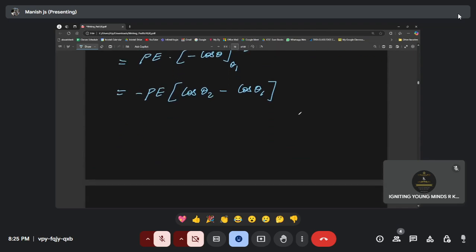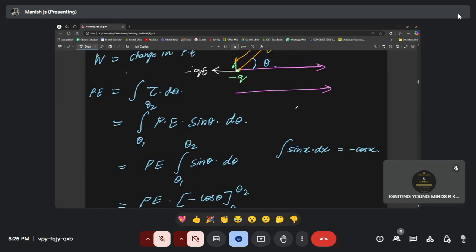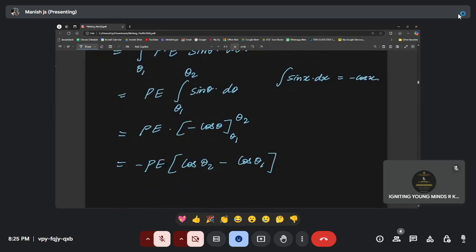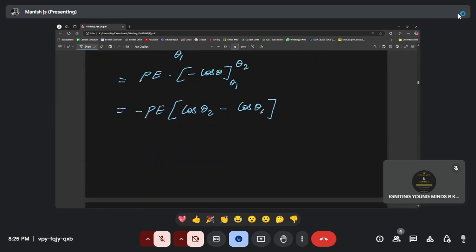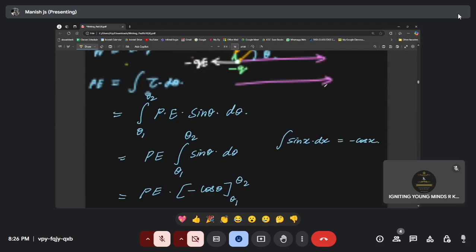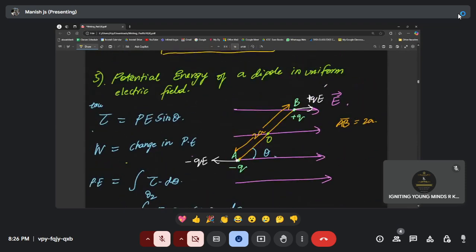Okay, next what we do here: you can also take the negative sign inside and write, or you can just leave it at this. So this is the formula for the potential energy due to the dipole. It is given by the symbol U. U is a symbol for potential energy. That's it, children. So this is the formula for the potential energy of a dipole in uniform electric field.